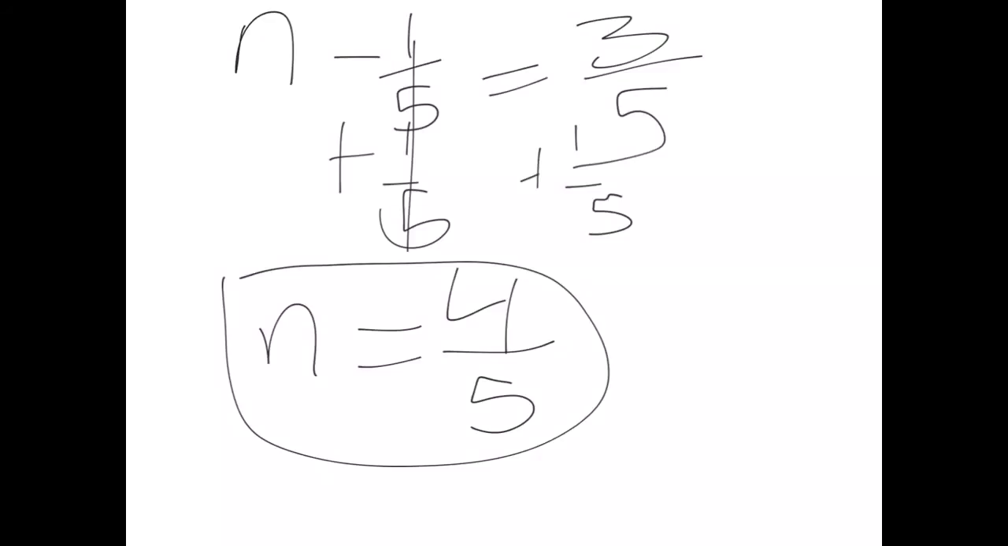N minus 1/5 equals 3/5. Add 1/5 on both sides of the equal sign. It cancels each other out on the left side, so N is by itself. 3/5 plus 1/5 is 4/5, and that's my final answer.